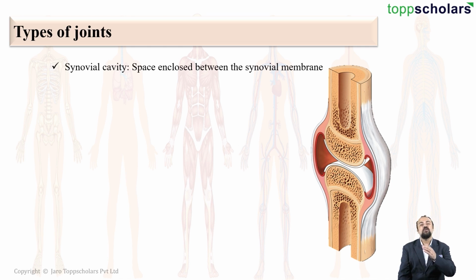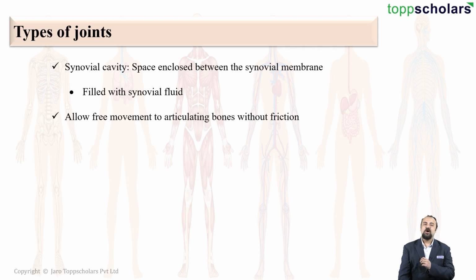Students, this particular space is filled with synovial fluid which acts as a greasy material to avoid friction. Also students, these are the joints which allow free movement to the articulating bones without any kind of friction.